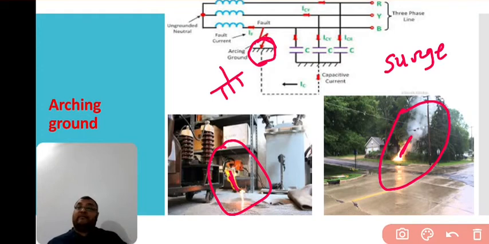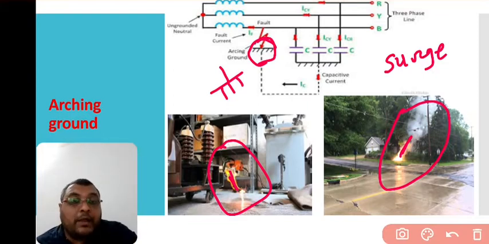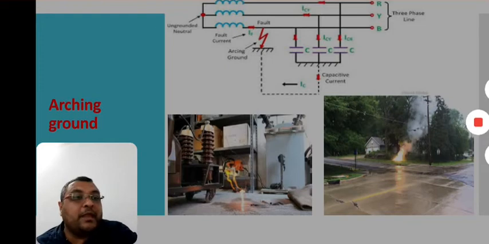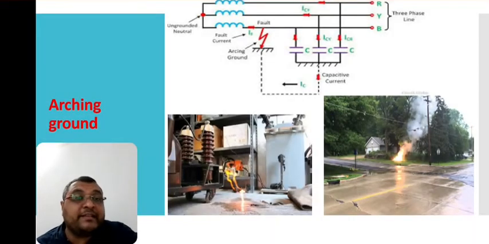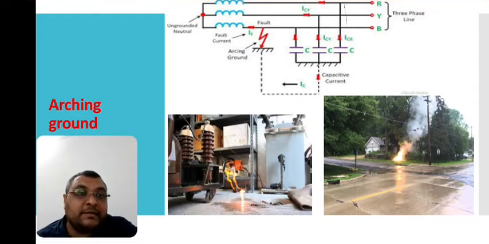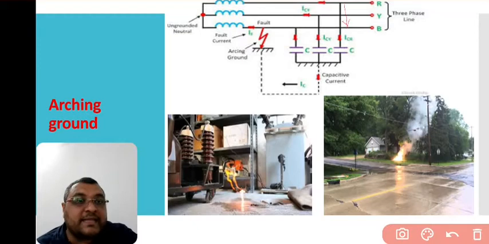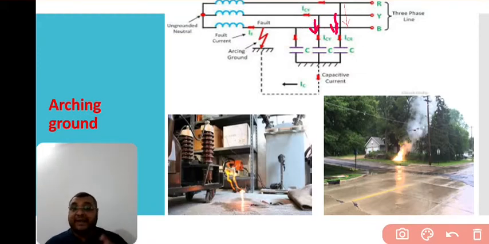So the phenomenon of arcing ground occurs in a three-phase system because of the flow of the capacitance current. Why does this happen in a three-phase system? Because every three-phase system has a capacitive current flowing with it. This is the capacitive current, ICR, flowing through this line. Each and every three-phase line has capacitive current flowing through it.